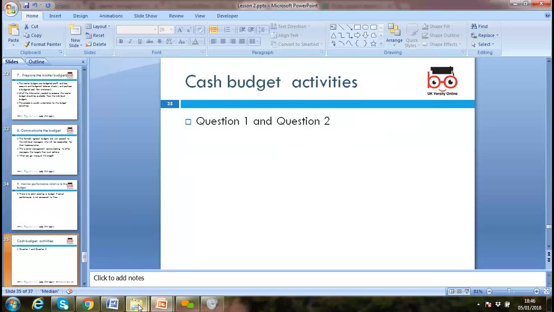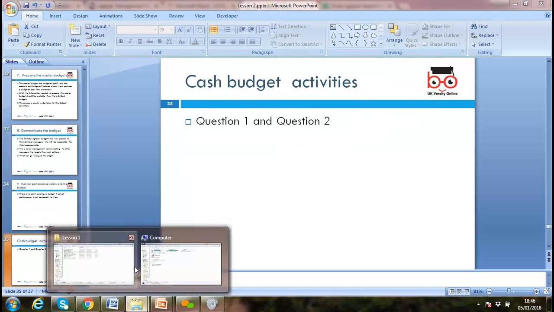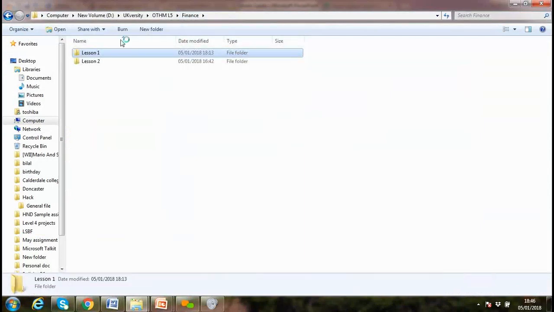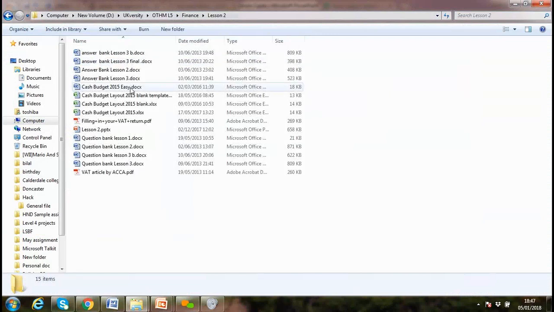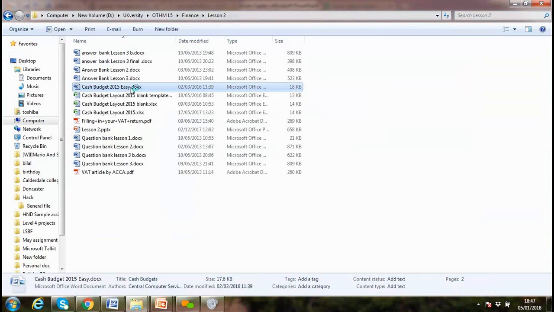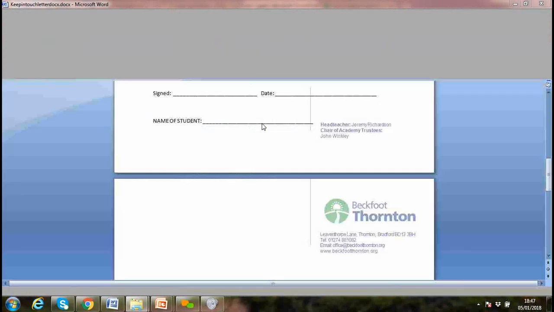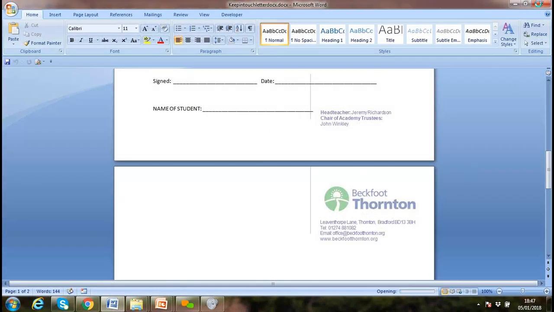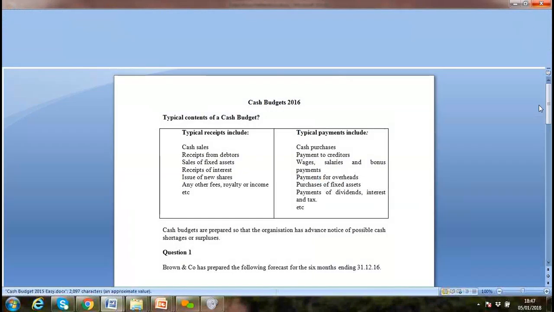So what I did, I put some activities for you. Let's see. Under lesson 2, first we'll see the cash budget. Maybe we can't finish all, but step by step. So this is a cash budget.